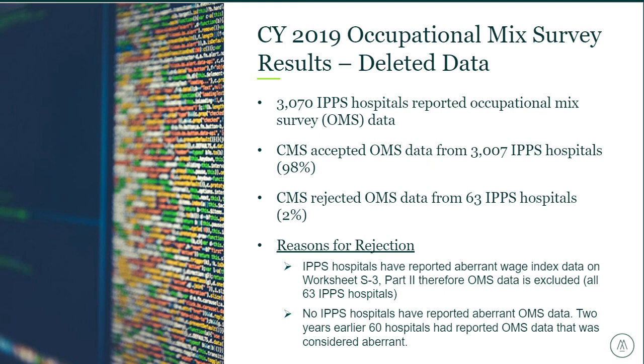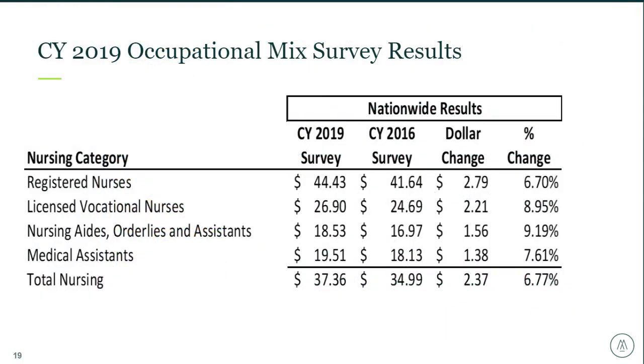So how does the 2019 OMS data look at this point in time? In this slide are the official raw average hourly rates for each of the nursing categories. Generally speaking, the 2019 survey, as compared to the previous 2016 survey, shows an increase of 6 to 9% in nursing salaries over this 3-year period. These values have not increased substantially over the last 2 years. However, with the pandemic and the surge in nursing rates, I expect the 2022 OMS will show double-digit increases on a percentage basis.